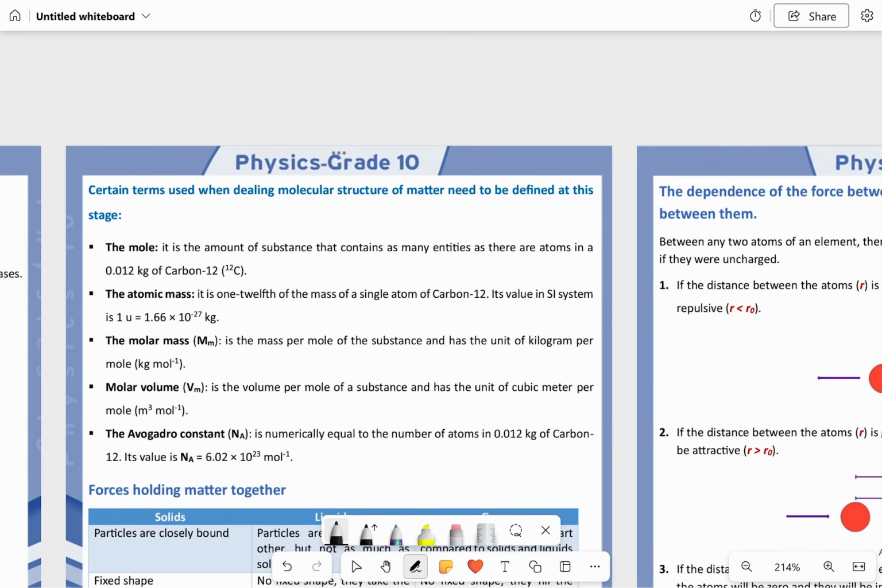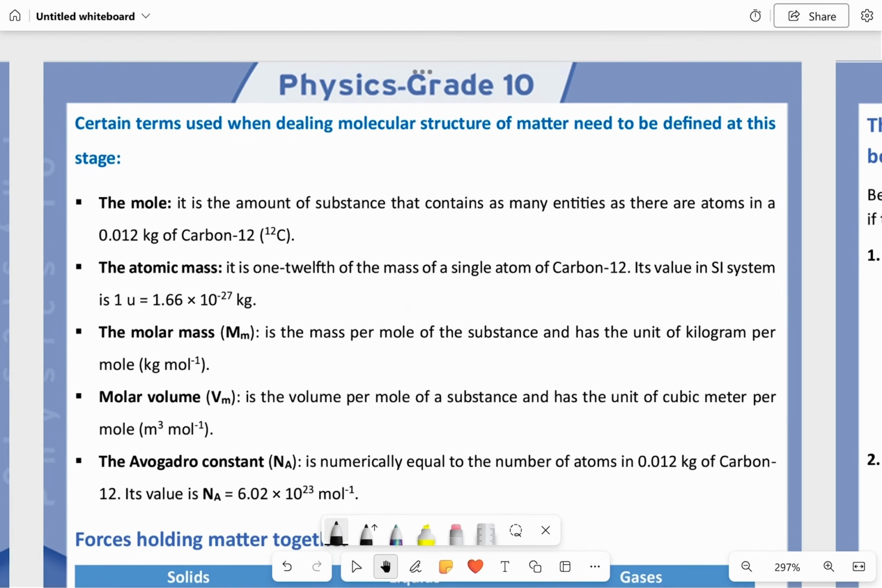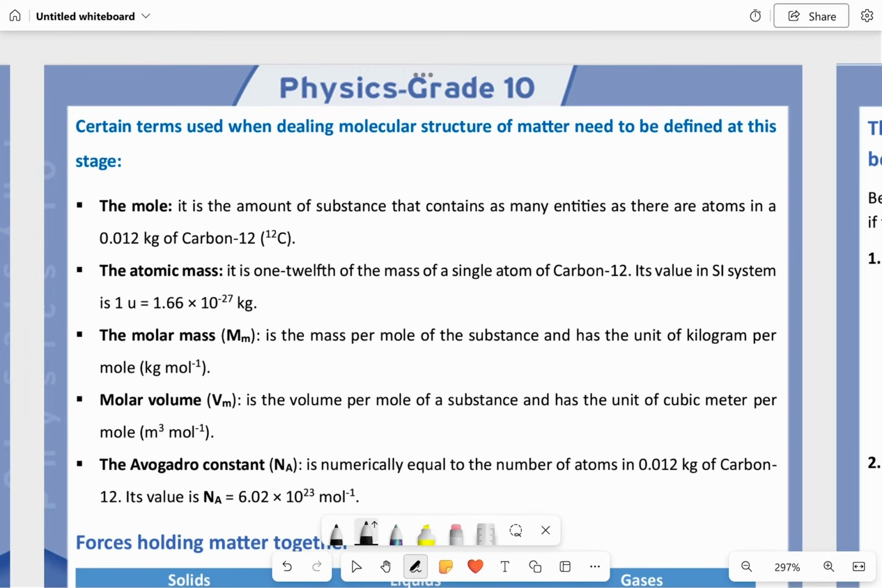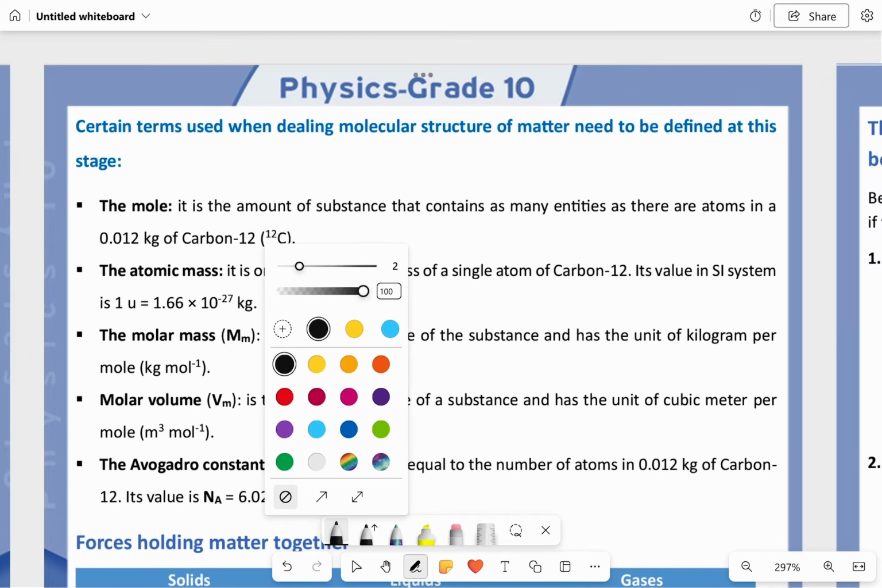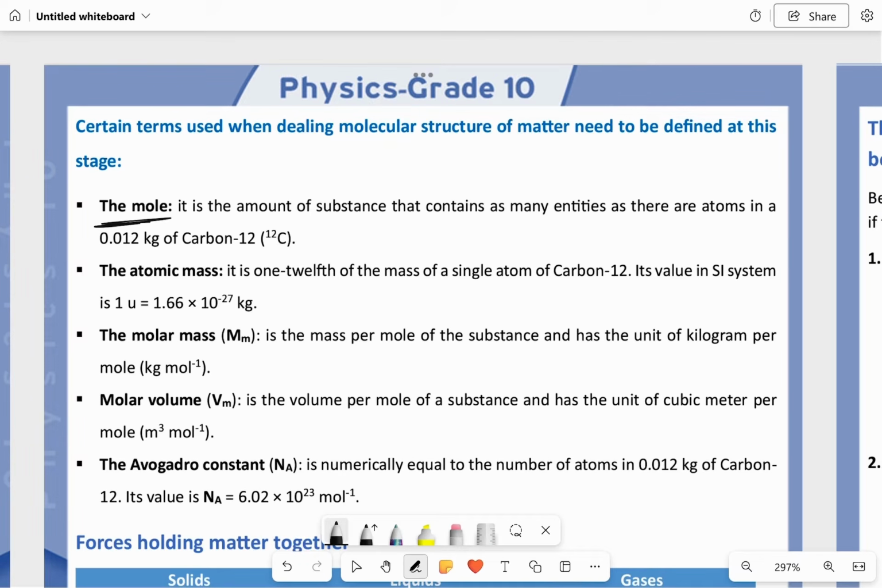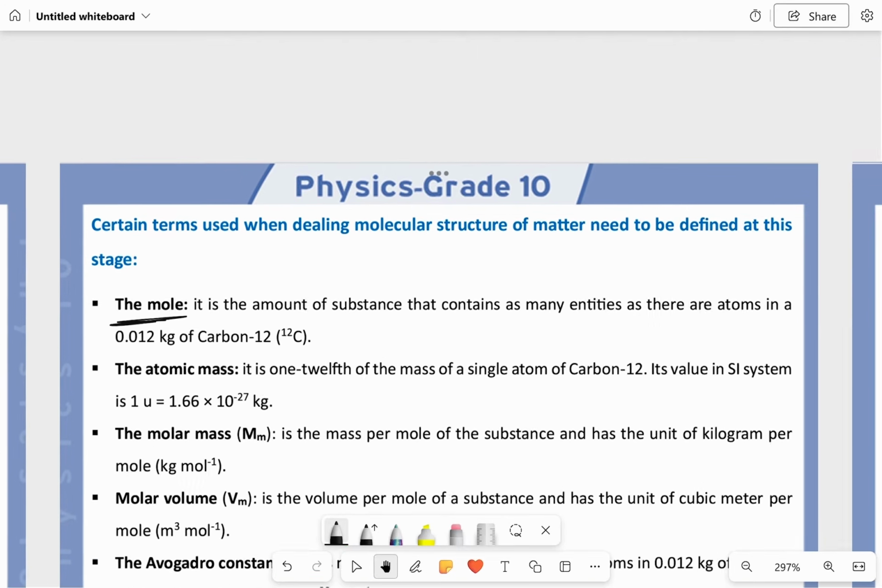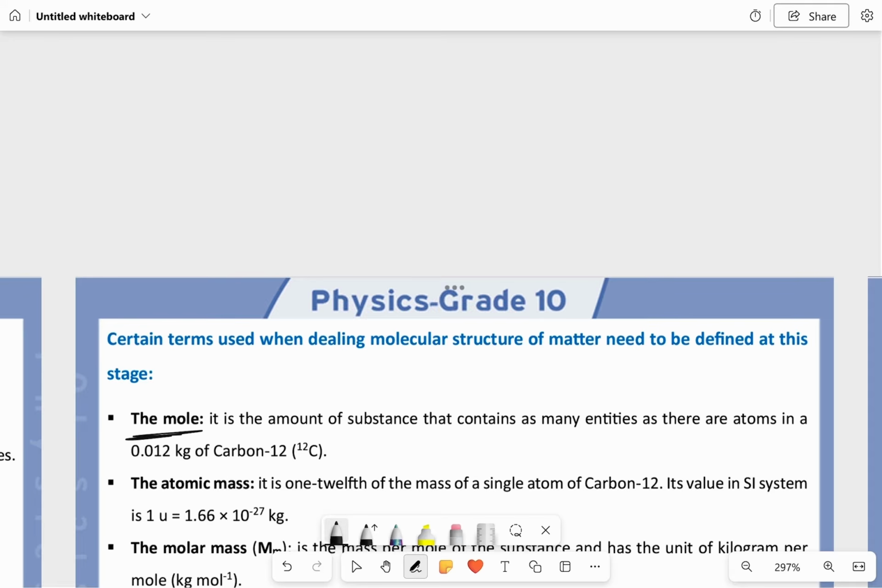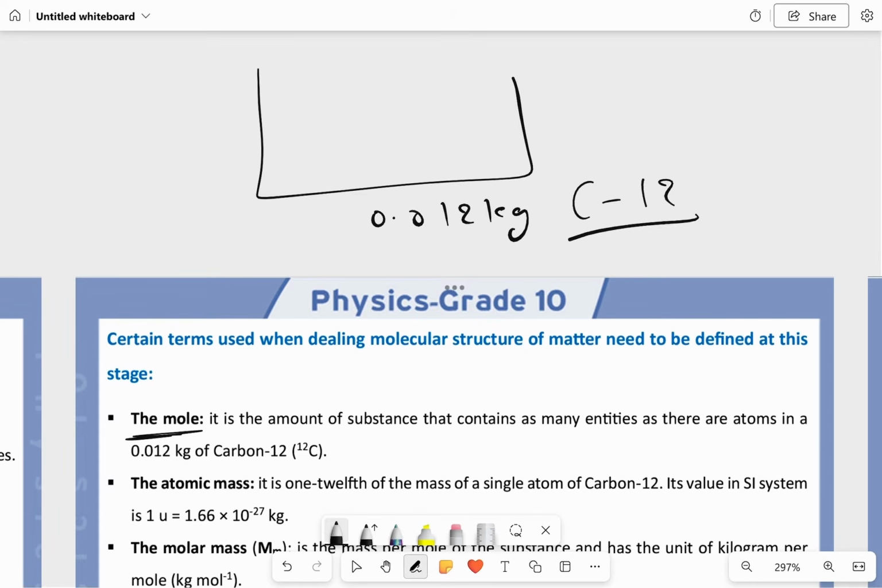Now we will be talking about the molecular structure of matter. When we are dealing with the molecular structure of matter, we have certain terms you should remember. You have mole. Mole is the amount of mass that contains as many entities as there are in 0.012 kilogram of carbon. I'll explain this very briefly. Let's say you have 0.012 kilogram of carbon. This is carbon 12, C-12.